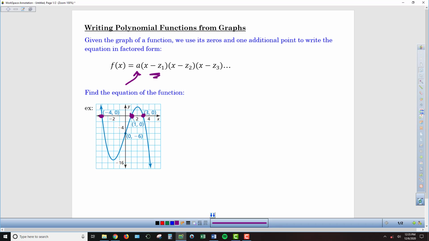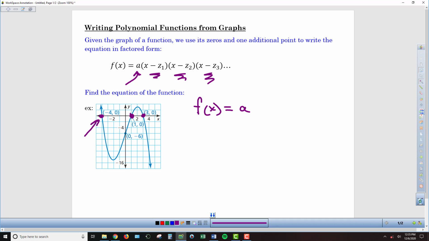And so those are going to be used like we have previously, where we're going to take x minus whatever that value is to write those zeros as factors. But then I need to pull one more point somewhere from the graph to help me figure out what that value a is, the coefficient. When we're just given a list of zeros, we just assume that coefficient is 1. But when we have a graph, we have to figure out what that coefficient is. So to get started, I am going to ignore that coefficient. I'm going to leave it as a, and then I'm going to fill in the zeros first.